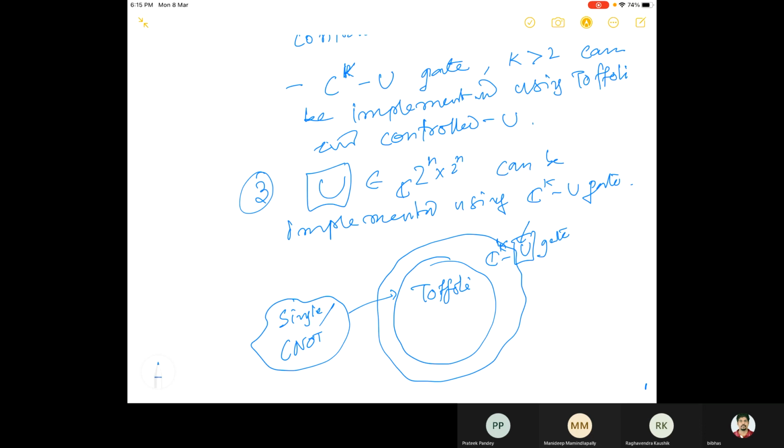Got it? Yes, sir. And from here, I'm saying that I can consider any unitary of size 2 to the power n, and it can be implemented using C to the power K U. So that means this entire U can be implemented using just single qubit gates and CNOT gates. This is my goal. Is that clear? Because this is very, very fundamental, and we need to understand this.